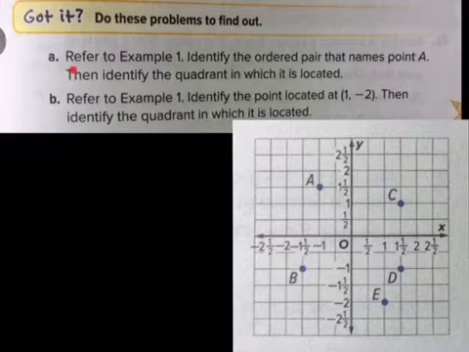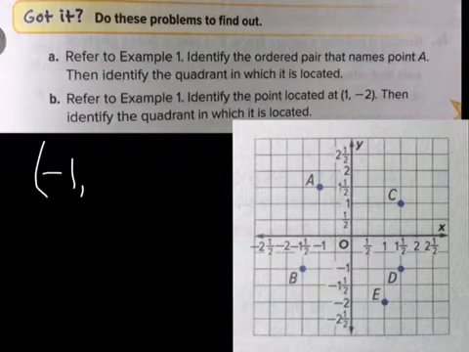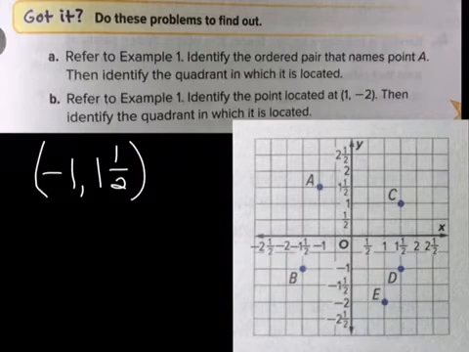Okay, let's try it. Refer to example 1. Identify the ordered pair that names point A. Okay, point A. So we have to go first horizontally, and we go to a negative 1, and then we count positively half, 1, 1.5. So it's negative 1, 1.5. The way you would write that would be negative 1, comma, 1.5. Okay, do you see that? First the x, then the y. The x was a negative number, and the y we went up to positive.